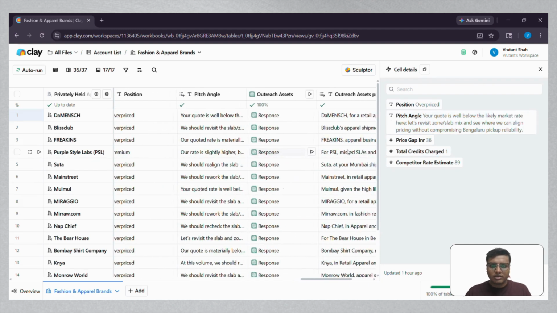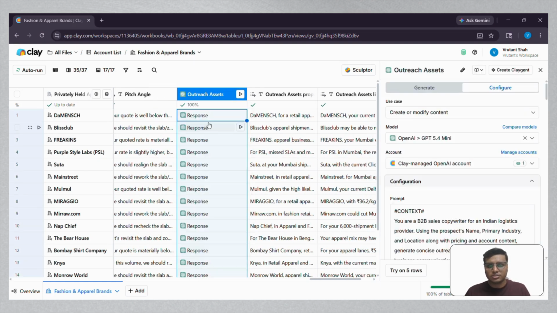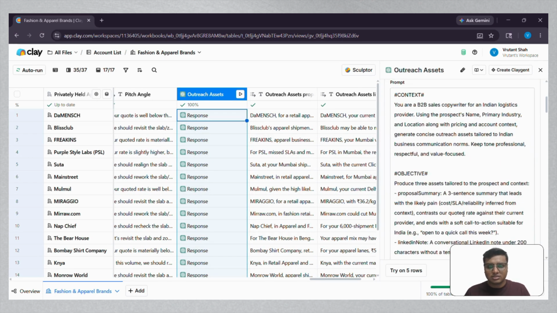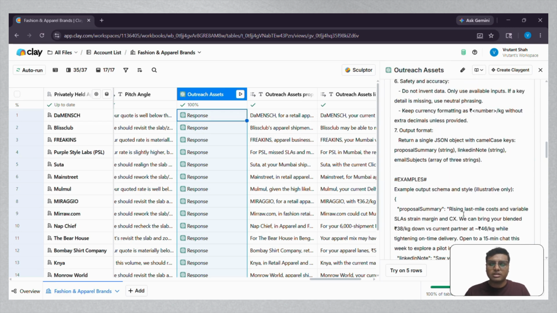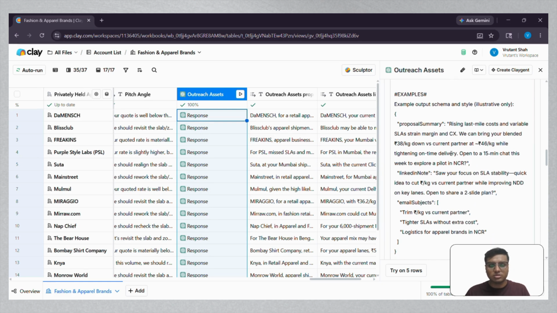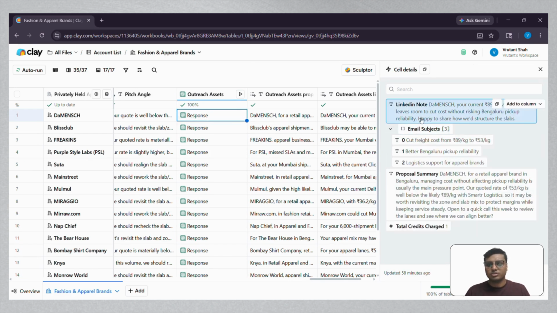Finally, we have used all of this information to create an outreach package, which consists of 3 assets. One is a proposal summary, which gives us an understanding of the business of the particular brand and what we can talk about. We have a LinkedIn connection note that gets created, and we even have subject lines that are created. As you can see over here in the output, we have the LinkedIn note on what we can directly pitch. Now this industry is driven by 2 primary things: one is the commercial and the second is the performance.